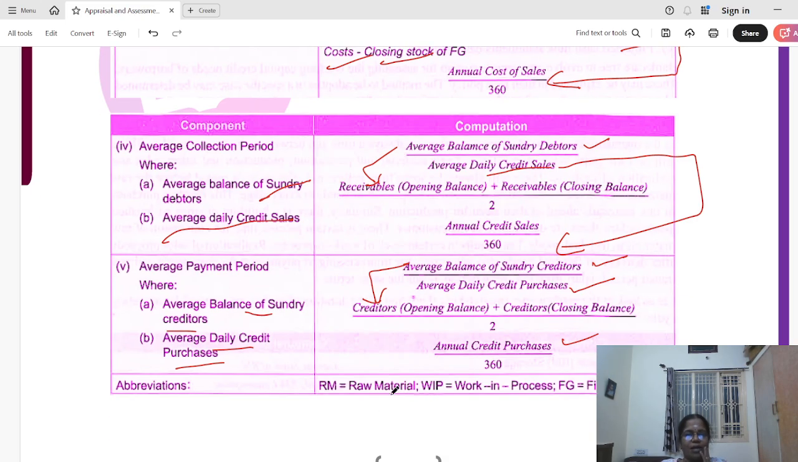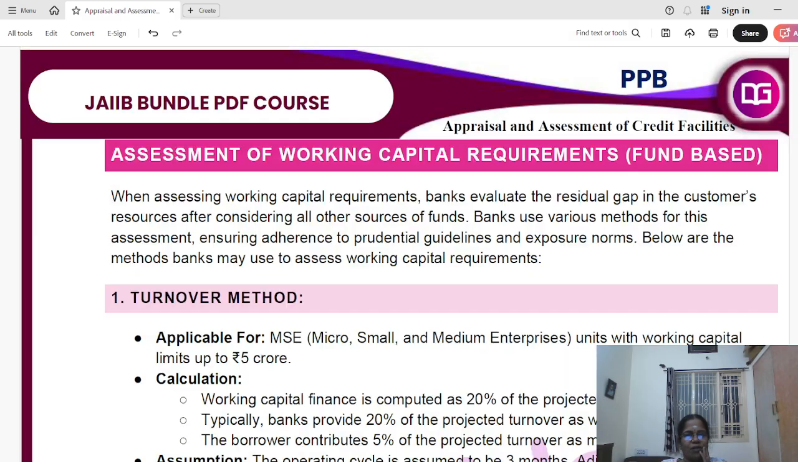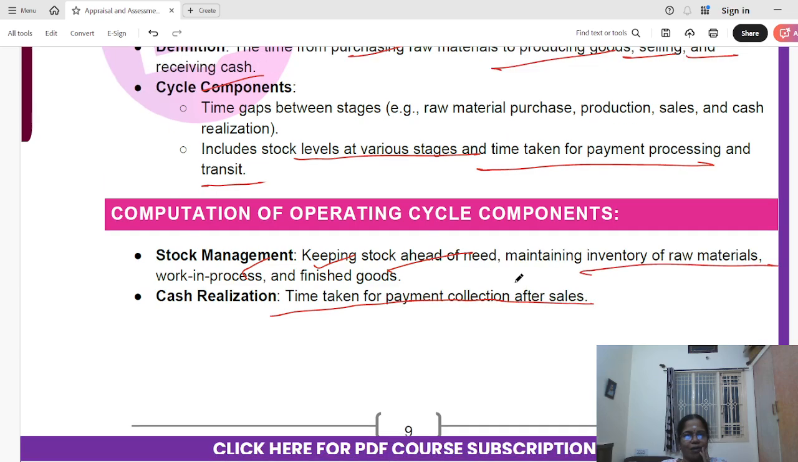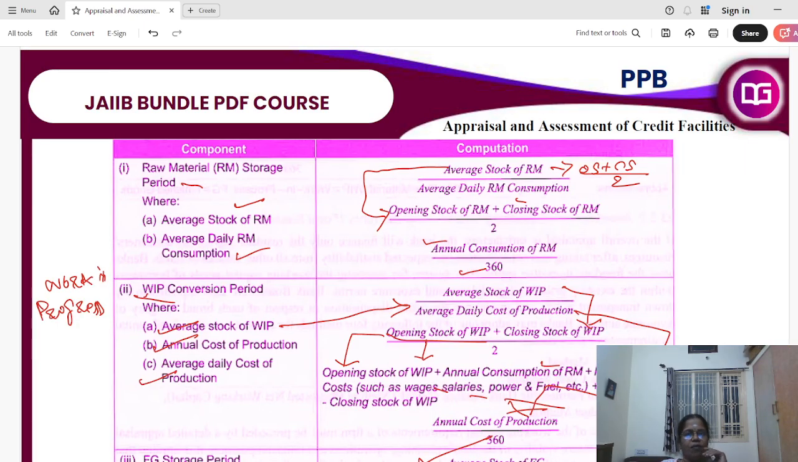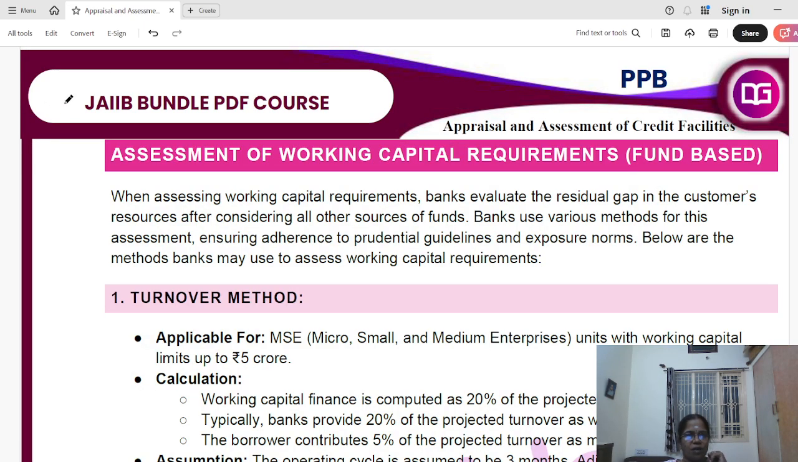Abbreviation. So this is given. RM is raw material, WP is work in progress, FG is the finished goods. So these are all the various cases of how they have to calculate the computation of the operating cycle components. There are 3 components that are very much important: raw material, work in progress, as well as the finished goods.